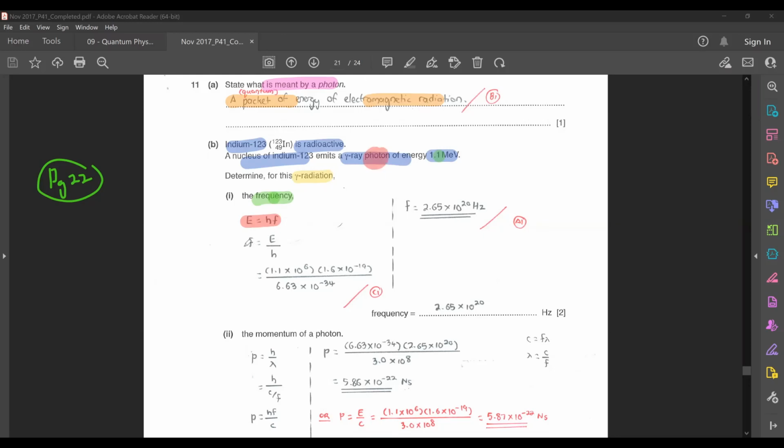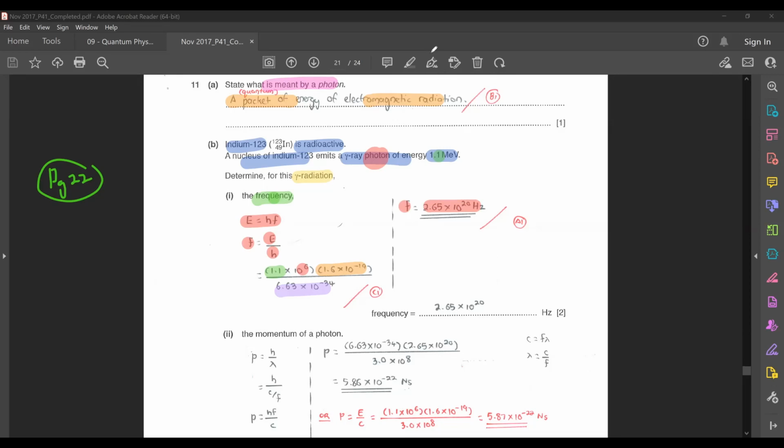So right now, frequency is your photon energy divided by your Planck constant. Your photon energy is 1.1. Because it's in mega, you need to change the mega by multiplying by 10 power 6. You want to change the eV to joules, so you multiply with 1.6 times 10 power minus 19, before finally dividing everything by your Planck constant, 6.63 times 10 power minus 34. Your final answer should be 2.65 times 10 power 20 hertz.